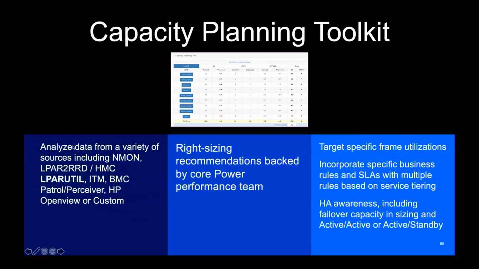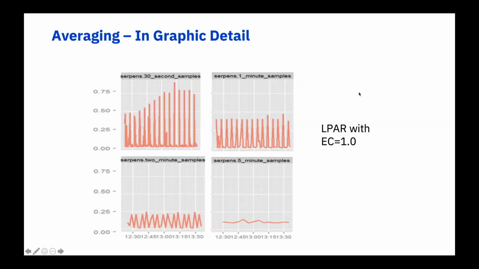We can digest any variety of sources, including NMON, LPAR2RRD, HMC, PCM, etc. But we mainly would like to rely on lparutil data because it gives us the more granular fine details of the CPU utilization information under the hood. We provide right sizing recommendations backed by the core performance team, and we provide target specific frame utilizations, and we can incorporate specific business rules or SLAs, clusters, HA awareness, active standby, failover capacity in this tool. When we are looking at the capacity planning, this is crucial.